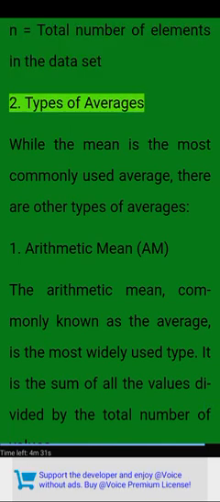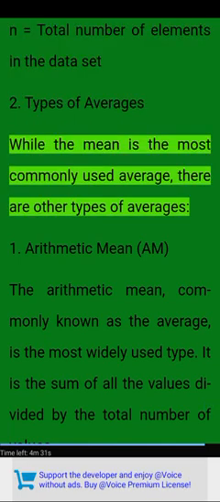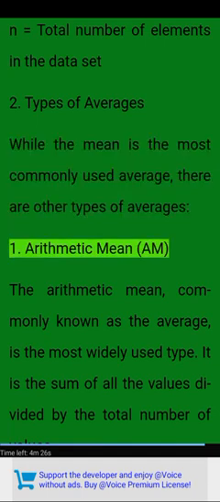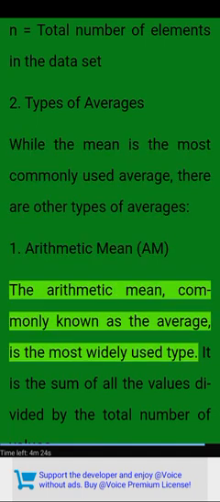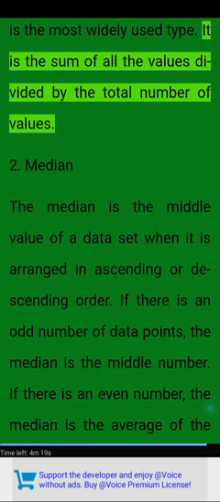2. Types of averages. While the mean is the most commonly used average, there are other types of averages. 1. Arithmetic mean, AM. The arithmetic mean, commonly known as the average, is the most widely used type. It is the sum of all the values divided by the total number of values.